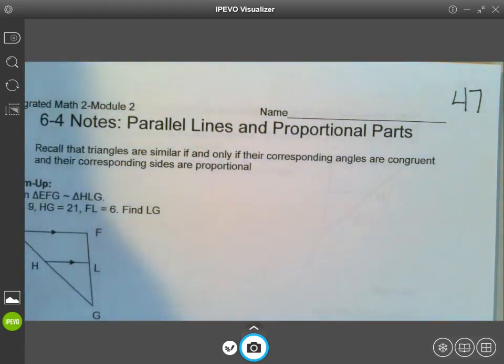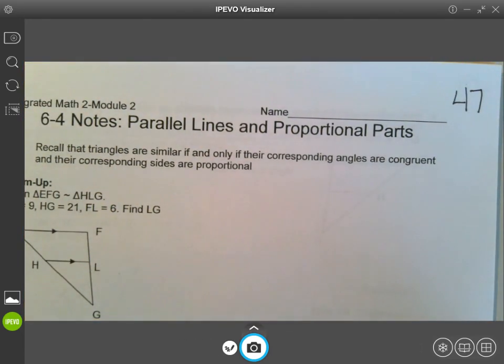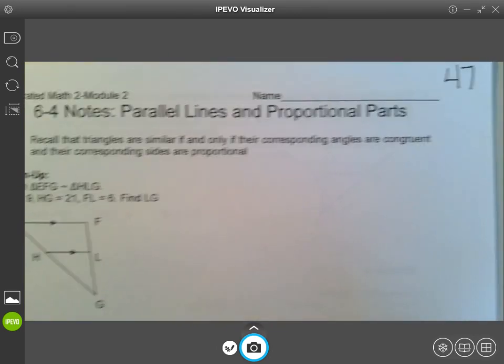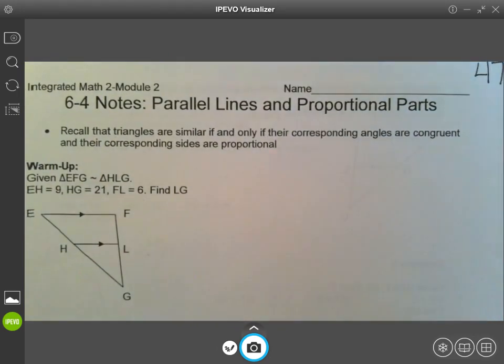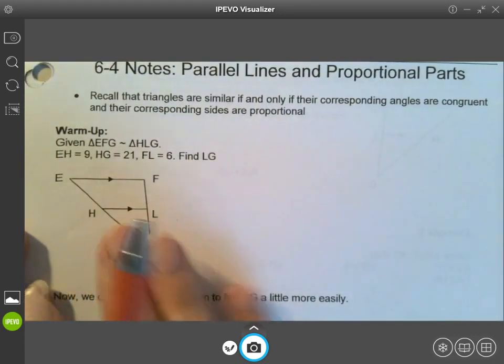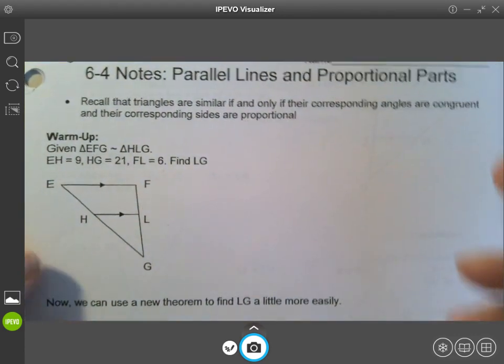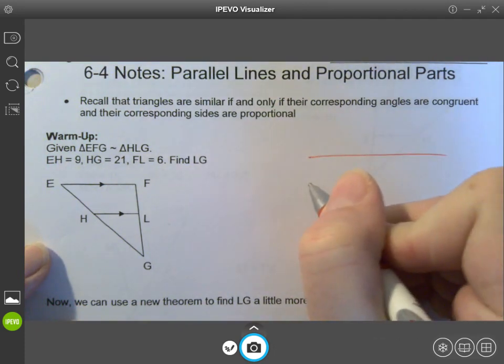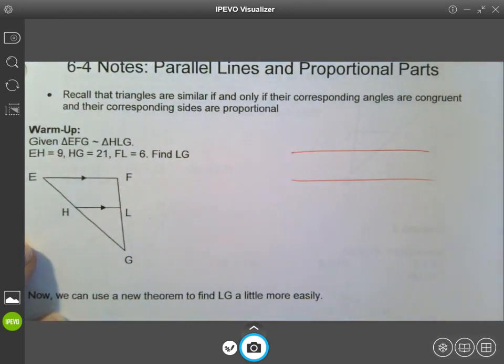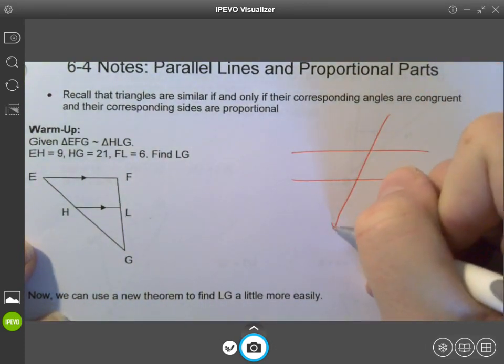All right. That's good. We're on page 47 in our notes, and we're talking about parallel lines and proportional parts. So we're doing a mashup of what we had before. Now, before we do this warm-up, I just want to sketch something for you. Can you draw two lines that look somewhat parallel here? And then go ahead and put that transversal in there.